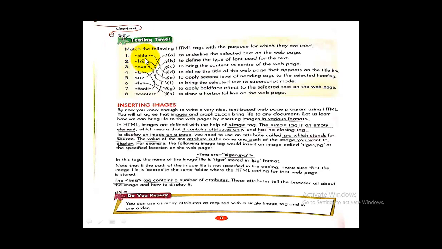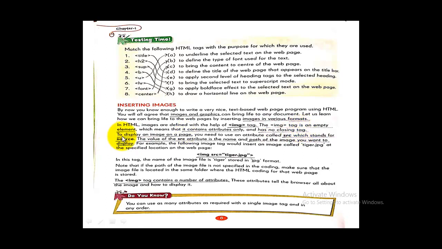This is the opening tag. For the closing tag, you write an opening angle bracket, then a slash. Before title you write a slash, then title, then the closing angle bracket. That will be the closing tag. But that closing tag is not necessary in this image tag. Why? Because it contains attributes only. It is an empty element, so it has no closing tag.